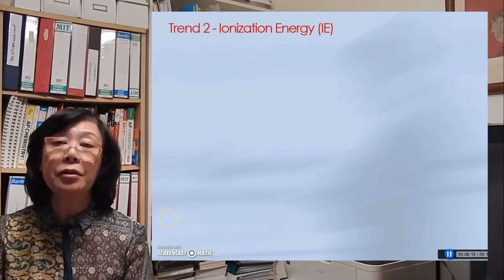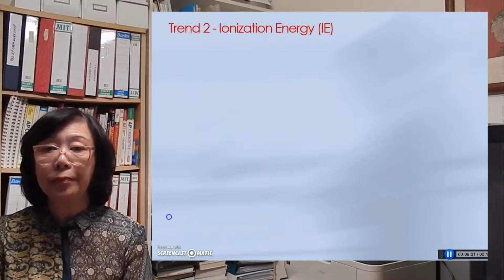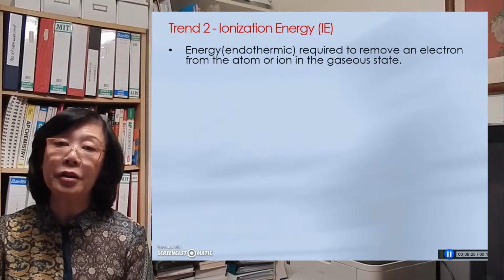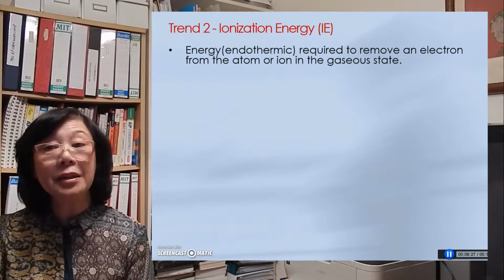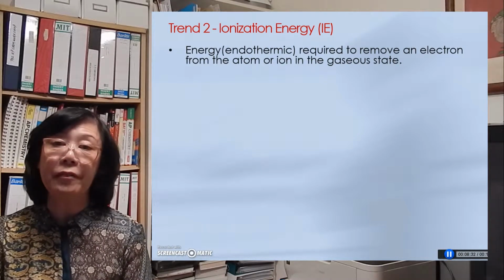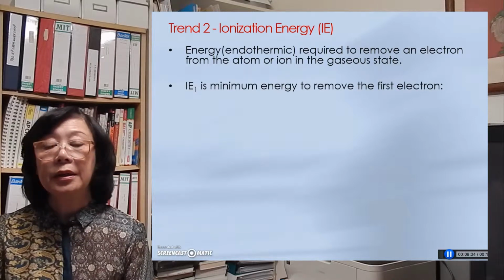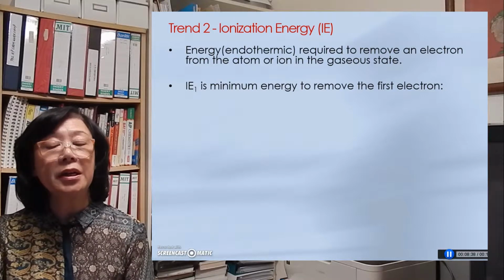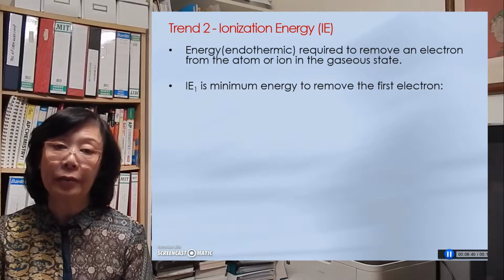Trend number 2, we're going to examine ionization energy. It is the energy required to remove an electron from an atom or ion in the gaseous state, and this energy is endothermic, positive in value. It is the minimum energy to remove the first electron, defined as the first ionization energy.